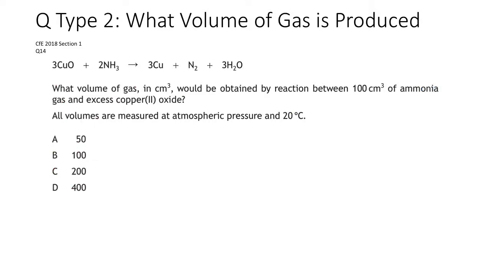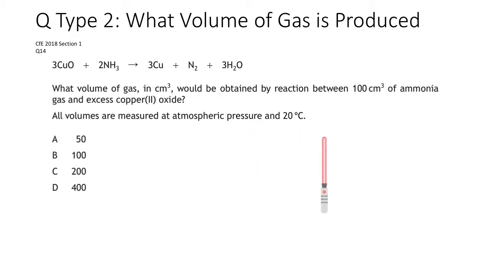This second type of question comes up in multi-choice, and it's playing on the fact that at the same temperature and pressure, equal volumes of gas will have equal number of moles. So we have copper oxide reacting with ammonia to make copper, nitrogen and water. And it wants to know what volume of gas would be obtained from the reaction of 100 centimetres cubed of ammonia gas and excess copper oxide. All volumes are measured at atmospheric pressure and 20 degrees Celsius.